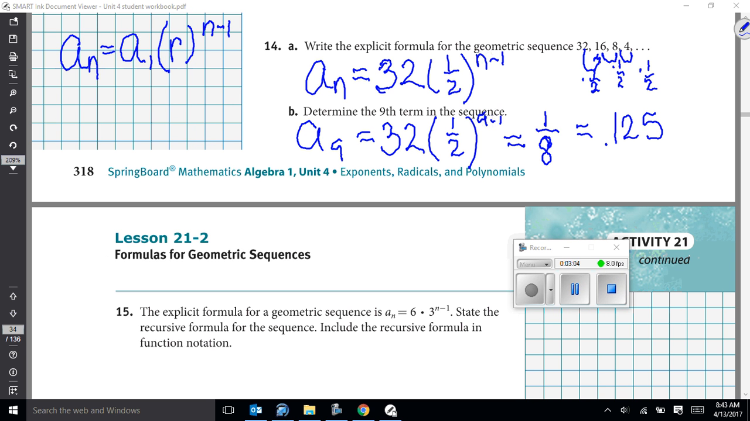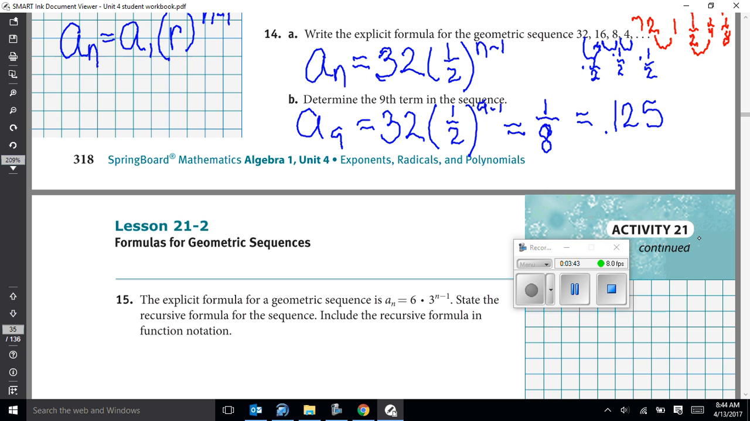Michaela said she did the math and she got 1/8. And if we follow this pattern, this is 1, 2, 3, 4. So our 5th term would be 4 times 1/2, which is 2. Our 6th term would be 1, 7th term would be 1/2, 8th term would be 1/4, and then our 9th term would be 1/8. So this way was much faster than solving individually. Questions?